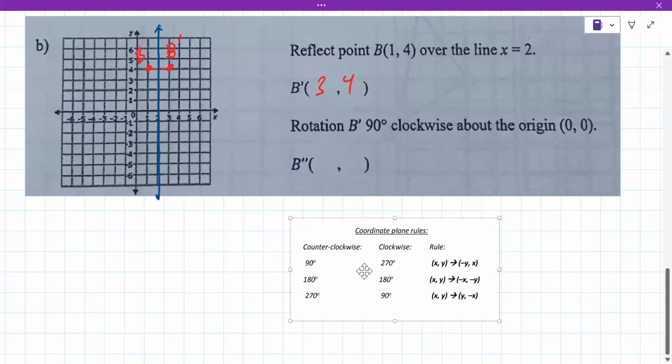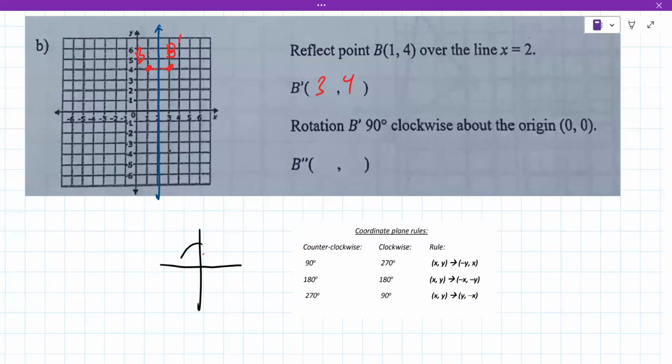So the rules here, you can see that in the rules down here, there's counterclockwise. Just as a reminder, we don't look at analog clocks very often, but the clocks, that's clockwise. That's what we're expecting. Counterclockwise is going the other direction. So in this problem, it's 90 degrees clockwise. So that's this one here. And so you have to have the rule. You have to say, okay, (x, y) goes to, it's that last one there on the right, (y, -x).